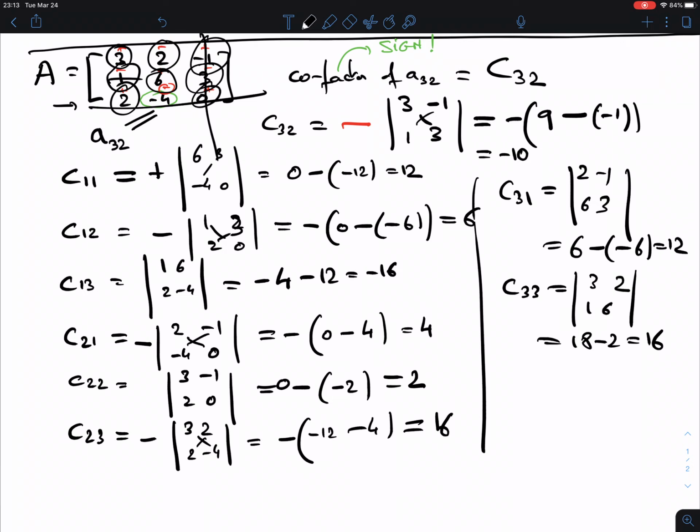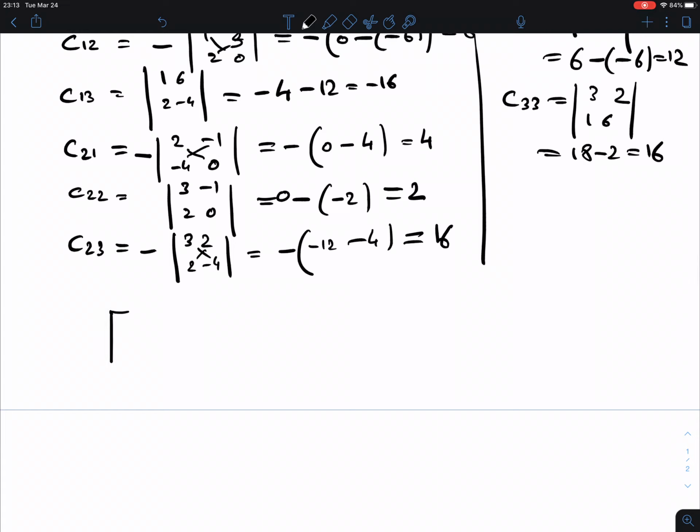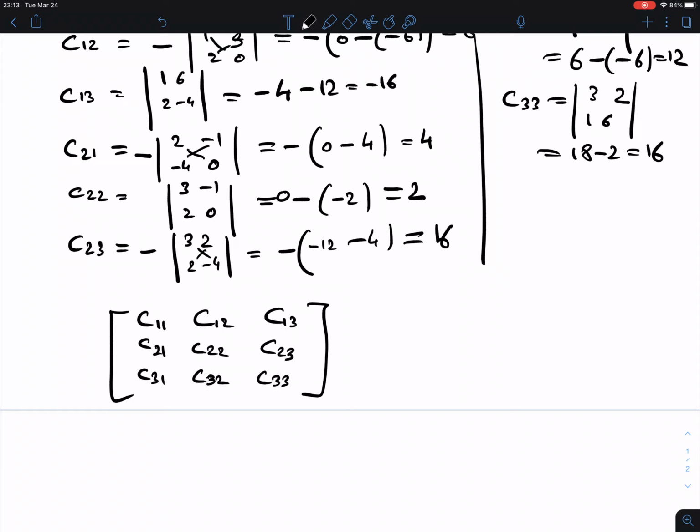I'm going to put them now in a matrix. So here's my matrix. So this is the matrix C11, C12, C13. Remember, the first index indicates the row. So what's this one then? C21, C22, C23, right? And the next one, C31, C32, C33. Make sure that you know where these things go. What you need to do is to plug these guys in.